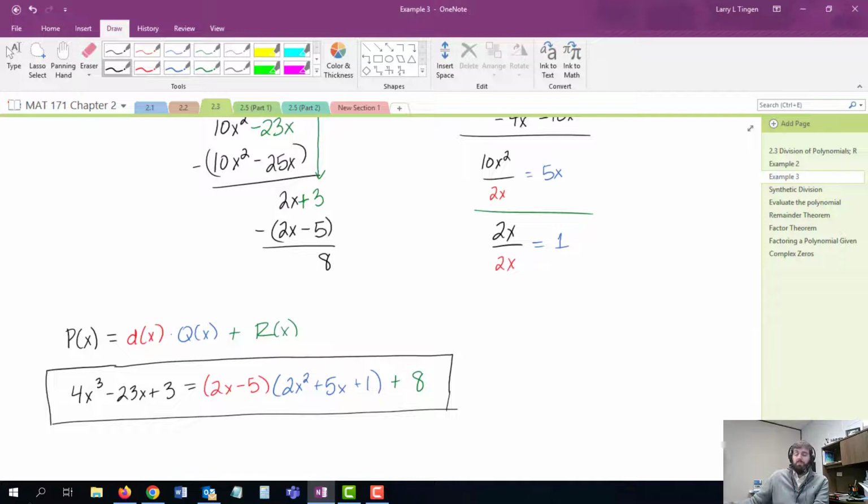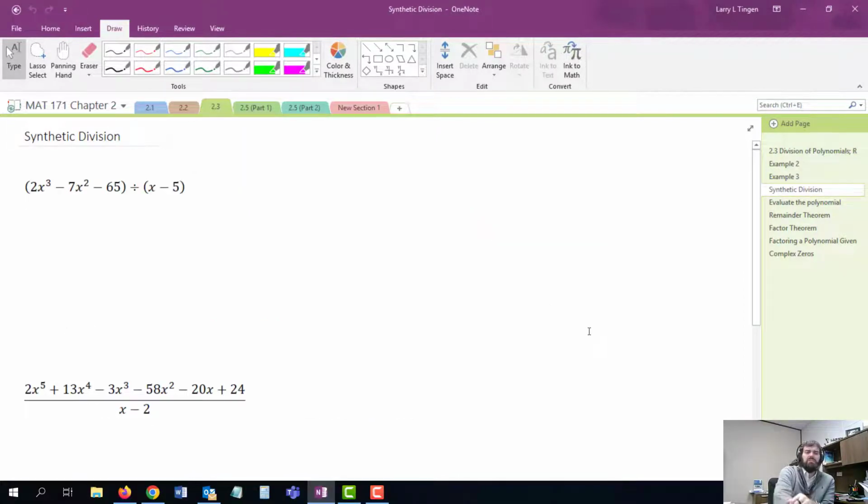So now that everybody has seen long division and everybody is regretting taking Math 171 real quick because it's taken us 30 minutes to do 3 problems, I'm going to show you there's an easier way to work these problems. And that easier way is through use of synthetic division.